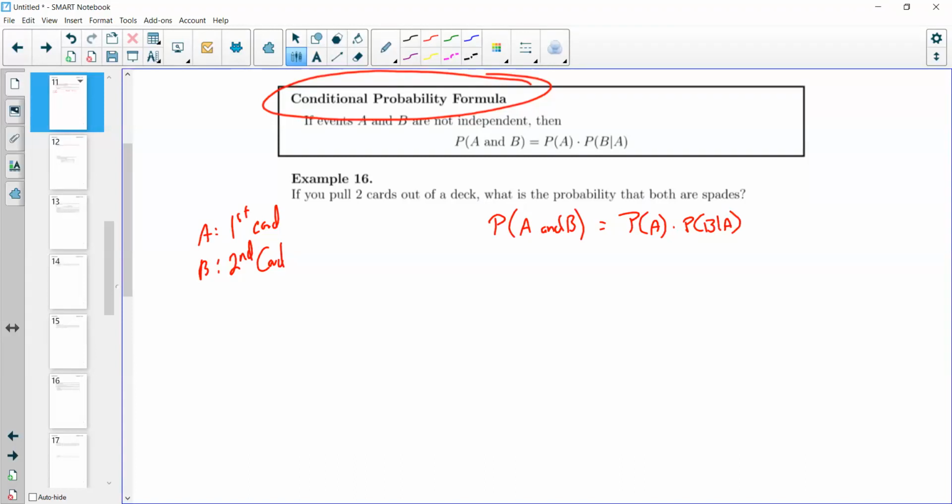So what is the probability of getting a spade on the first card? Very good. Yeah, there's 13 spades and there's 52 cards. What's the probability of getting a spade on the second card given the first card was a spade? Well, how many spades are left? And how many cards are left? So now to calculate this, we just simply multiply both of them across.